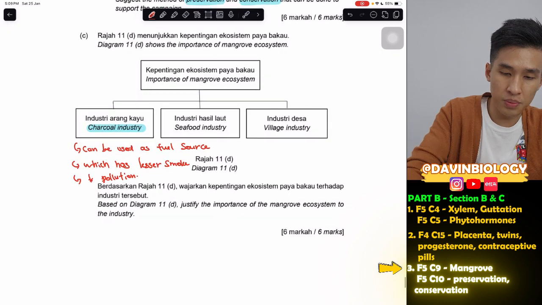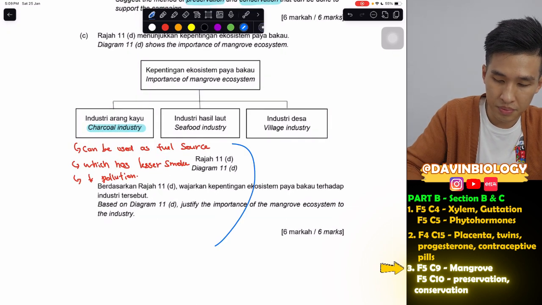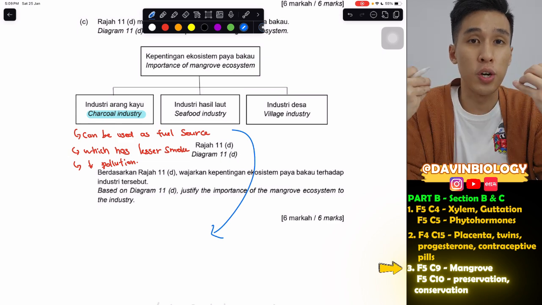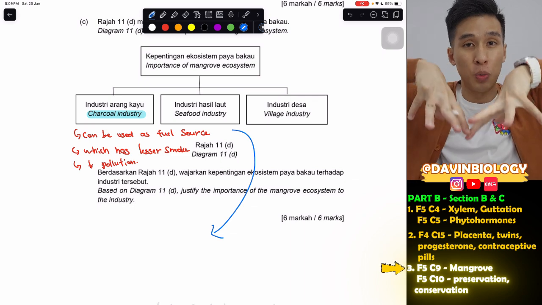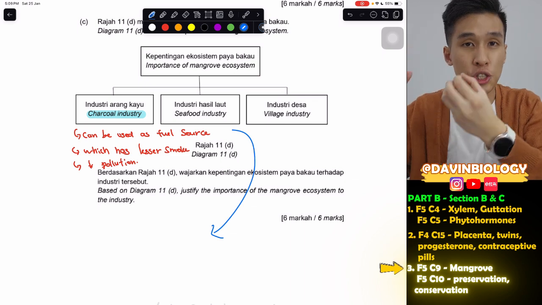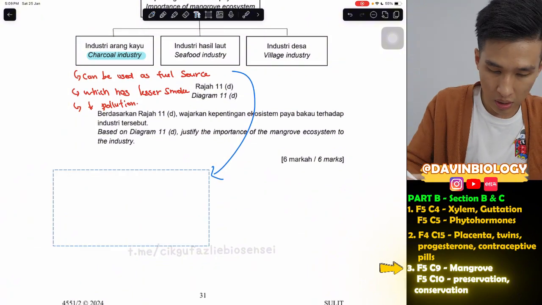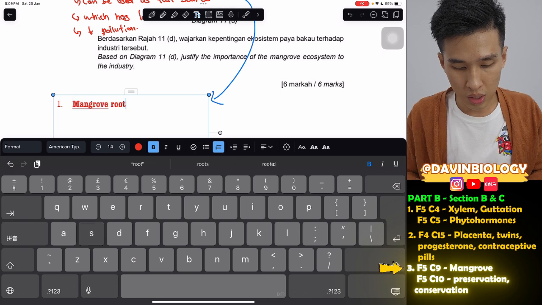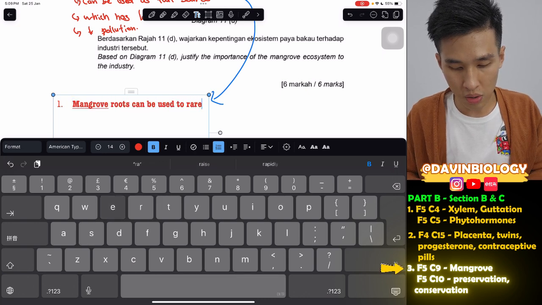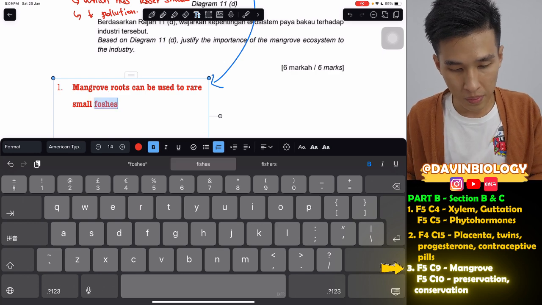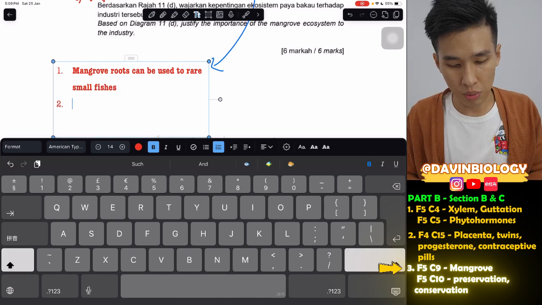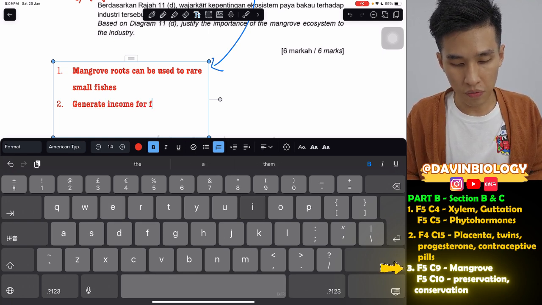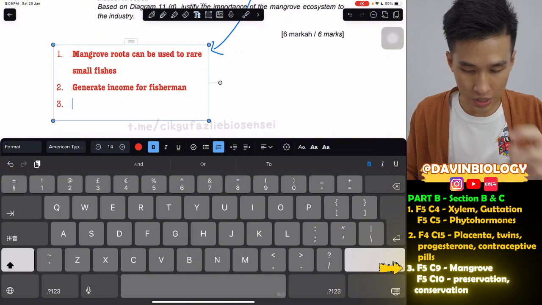Now, seafood industry. I just write it down here. For mangrove, there's one thing in our textbook that says it can be used for fishery resources. Since the mangrove roots are very long and wide, some people will use the roots to rear fishes. So we can say the mangrove roots can be used to rear small fishes. So we also can help to generate income for fishermen. Yeah, so that's the thing you can say.